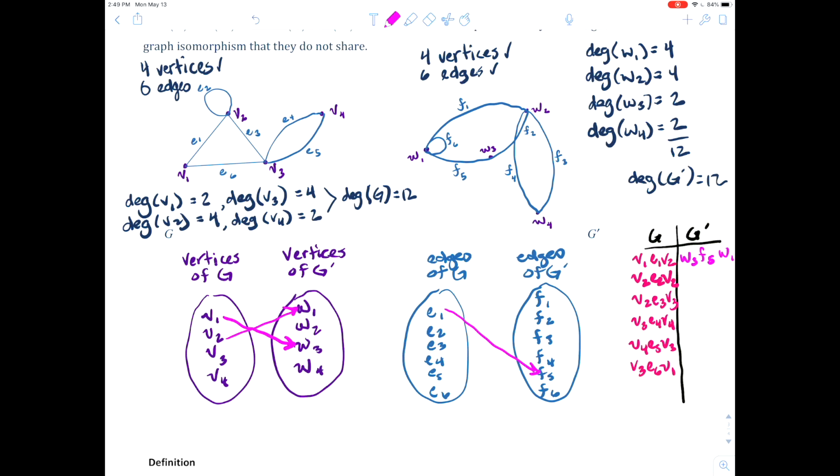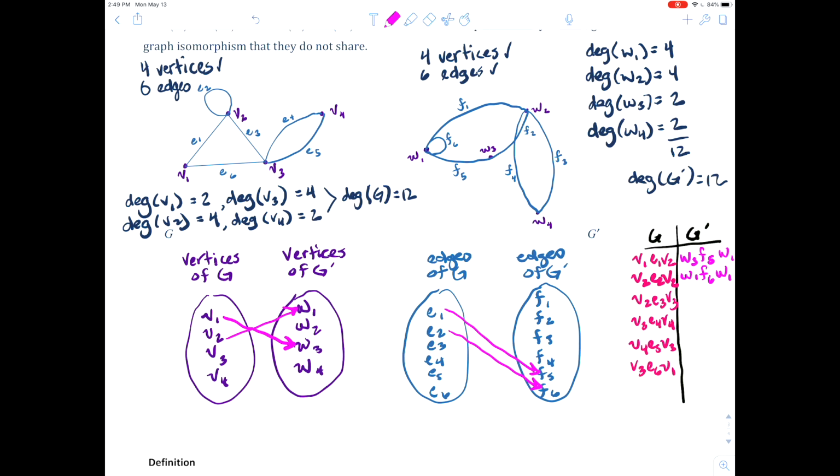Okay, so here we go. We would have to have W1 start, because that's the one we're saying corresponds to V2. Can we keep this going? Remember, W1 has a loop, so we'll have W1, F6, W1. So we're good there, and that gives us the information that we already have the vertex correspondence. This would make the edge correspondence: E2 would correspond to F6. Does that make sense? Awesome.